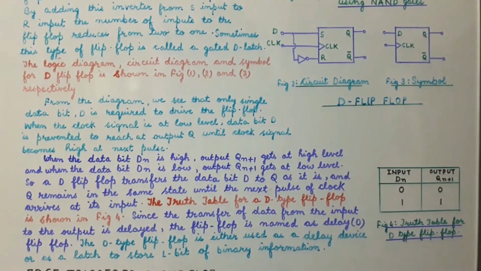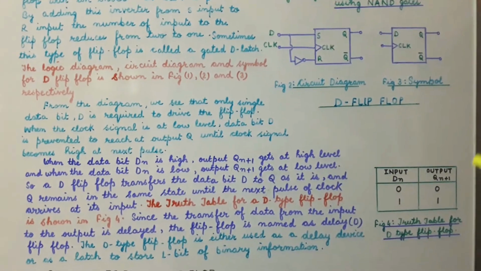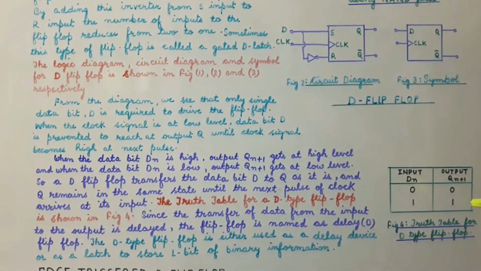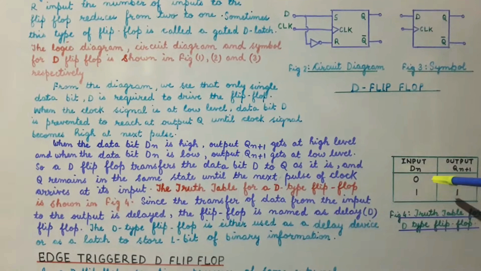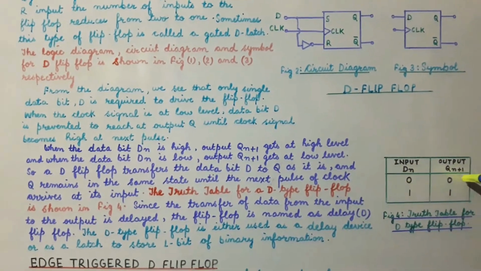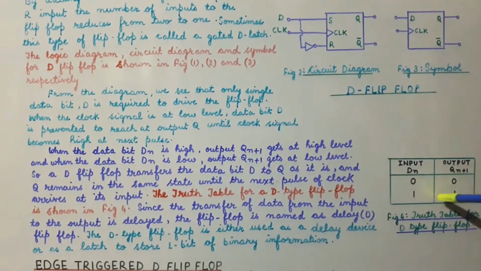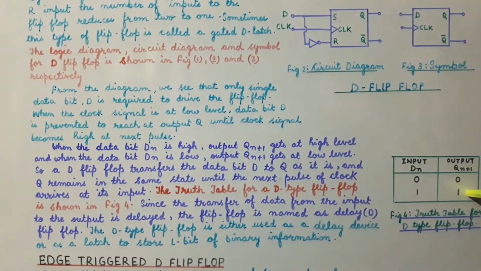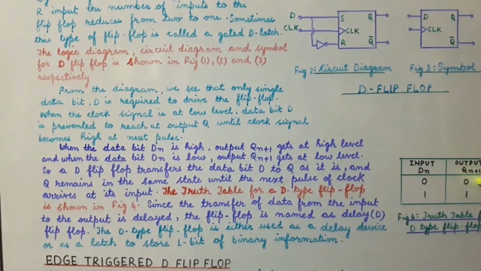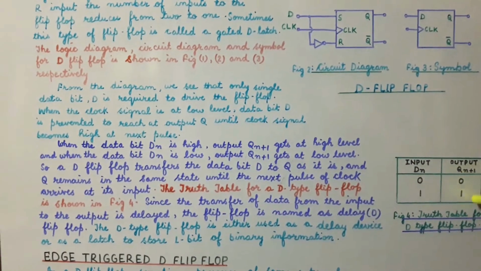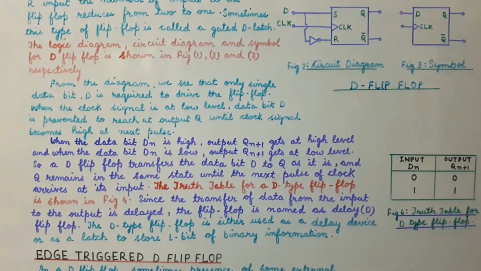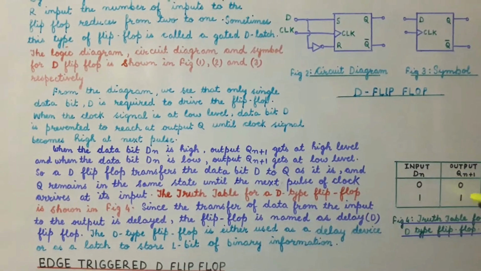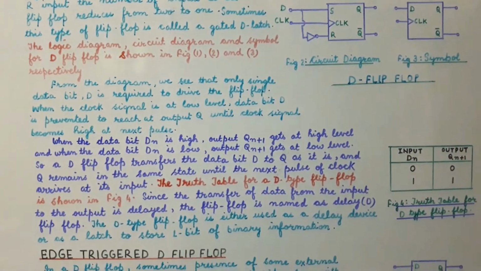The truth table for D type of flip-flop has been shown in this figure. तो यहाँ से हम लोग देखते हैं जब Dn का वैल्यू 0 होगा तो आउटपुट Qn+1 भी 0 मिलेगा, जब Dn का वैल्यू 1 रहेगा तो आउटपुट Qn+1 भी 1 मिलेगा. तो इस तरह से हम देख रहे हैं कि D टाइप ऑफ फ्लिप-फ्लॉप सिर्फ 1 बिट ऑफ इंफॉर्मेशन को स्टोर करता है. It can store either 0 or it can store either 1.